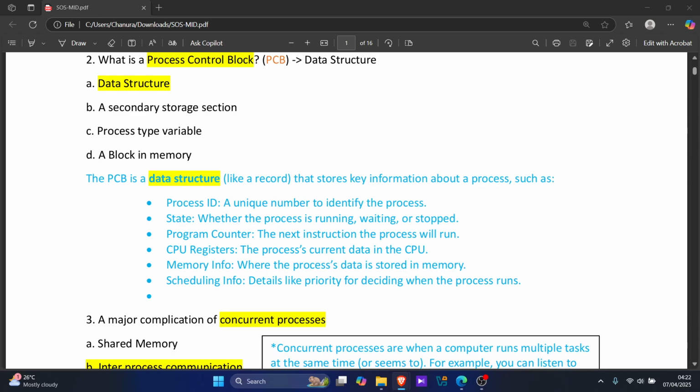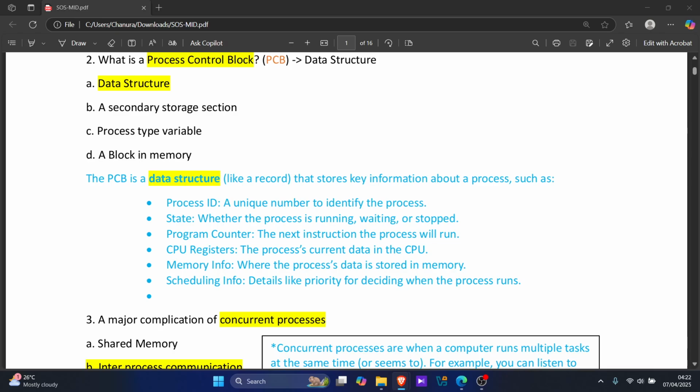Now, looking at the options. The question is asking for what the PCB is. The options are different things: data structure, secondary storage section, process type variable, block in memory. The description says it's a data structure, specifically a record that stores key information. So option A is data structure, which matches the initial statement. Let me cross-check the other options.